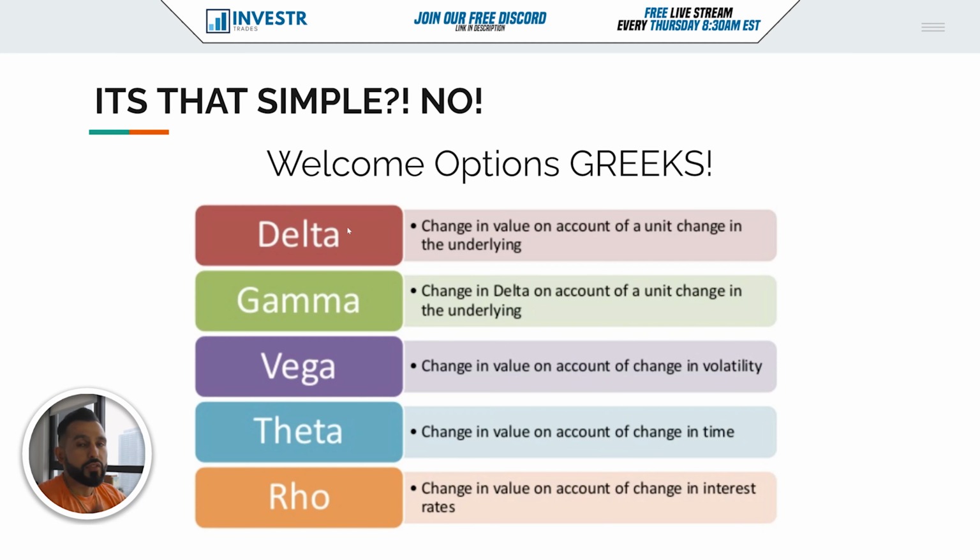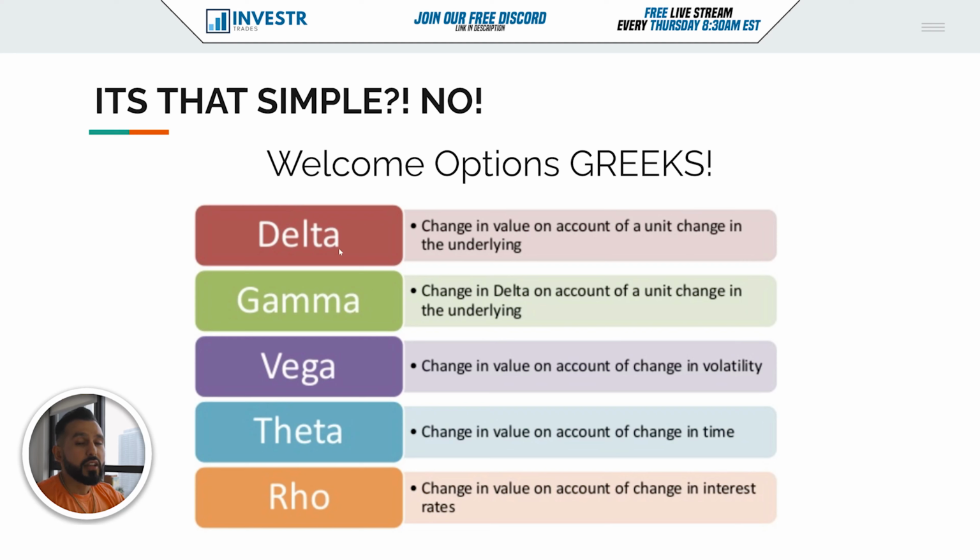So usually if the delta is 0.5, that means every time the stock moves up $1, your contract is going to go up by 0.5 in value. Theta is the change in value in regards to time. So let's say you bought a contract today, the theta is 0.5. That means every day going forward, your contract is going to lose 0.5 of its value.